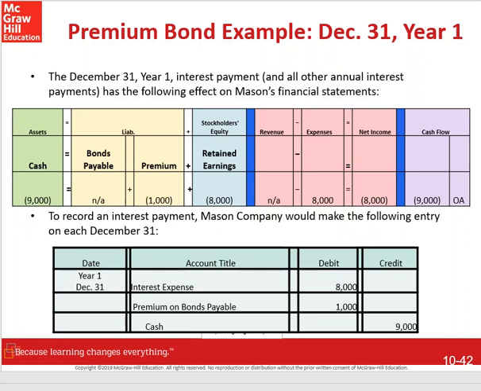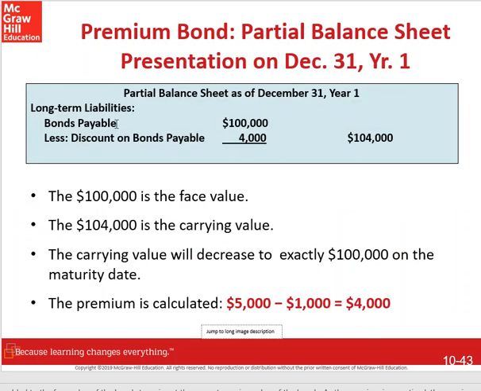So when we do that, what's happening on the balance sheet? Well, what we see is that our bonds payable is at $100,000, and then I just fixed this.